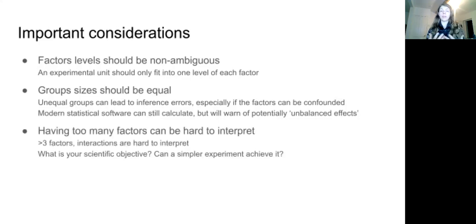Now, finally, with factorial designs, it's often tempting to include too many factors in your design all at one time. Unless there are some clear hypotheses involved, having more than 3 factors can be hard to interpret. It's always important to consider what your scientific objective is, and if this can be achieved with a simpler experimental design.